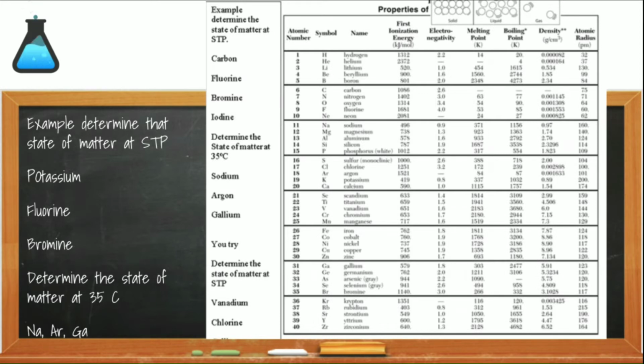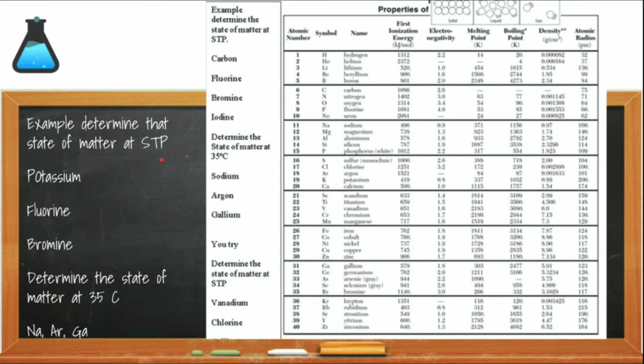In Regents chemistry, we are often asked to determine the state of matter of a substance at STP. So here you can see STP. STP stands for standard temperature and pressure. And there are exact temperatures and pressure that are associated with STP, but you do not need to memorize them. They are found on the very front of your reference table in reference table A.